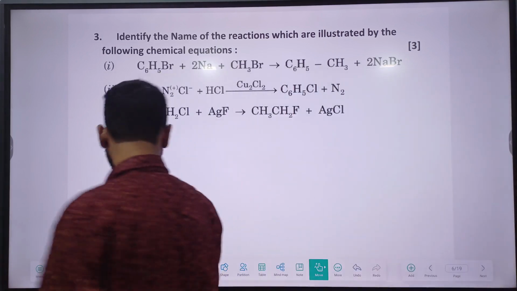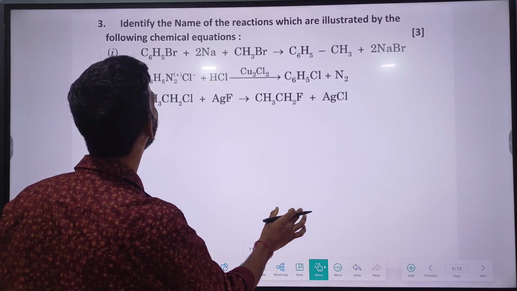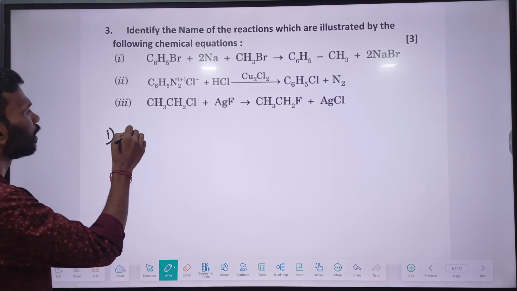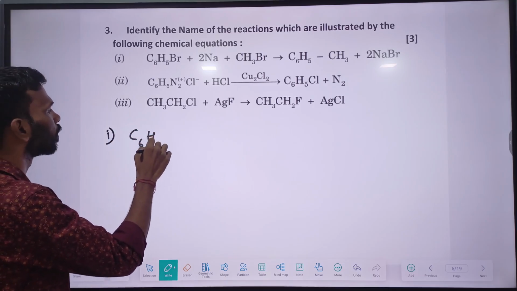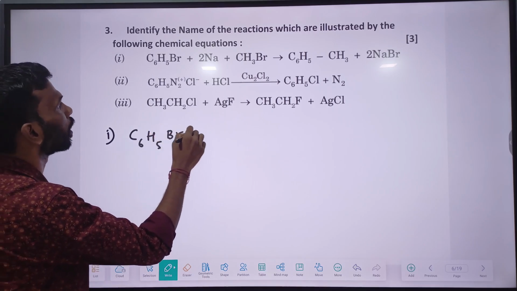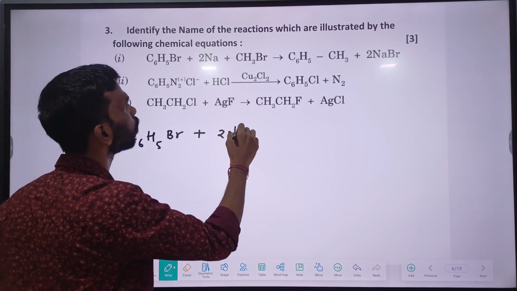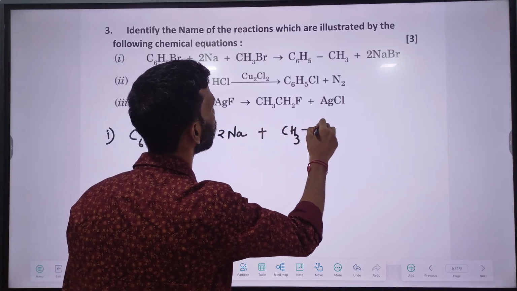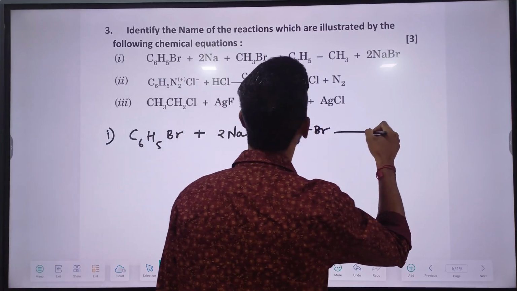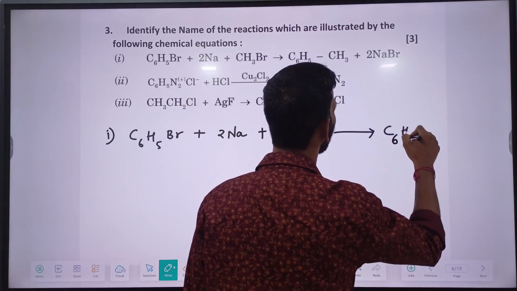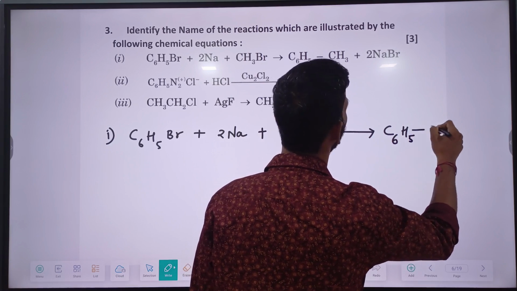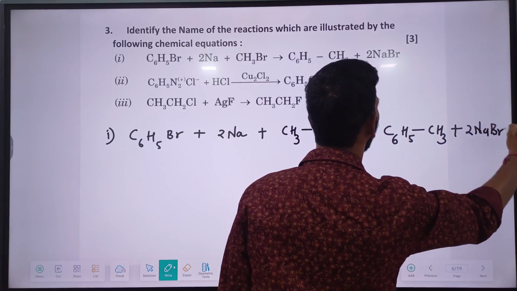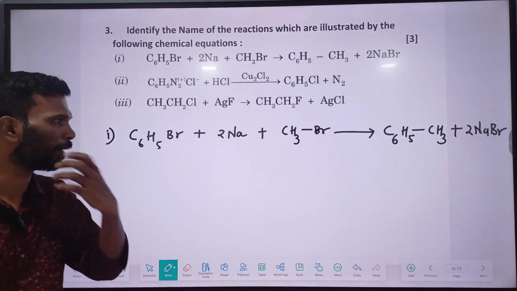I'll write the first reaction over here. The first reaction is given this way: C6H5Br plus 2 moles of sodium plus CH3Br gives C6H5CH3 plus 2 moles of NaBr. This is that reaction.